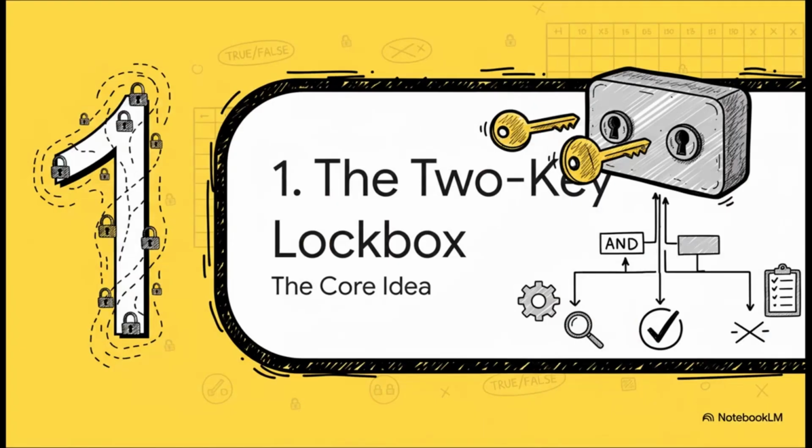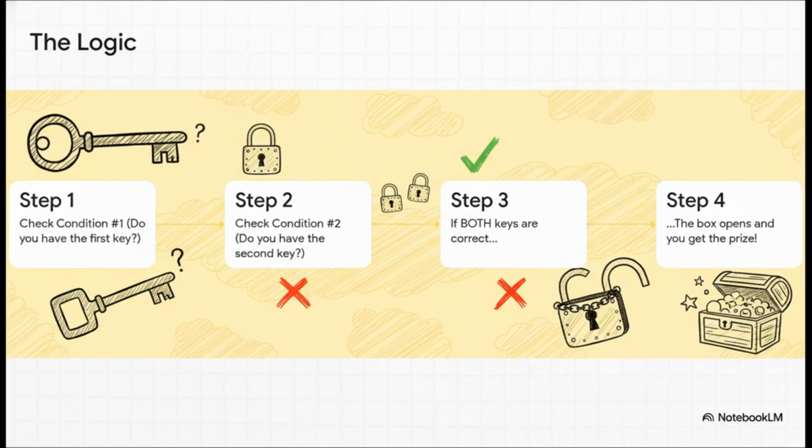The lockbox logic, you'll see how it perfectly mirrors the logic that we're trying to build in our spreadsheet. It's really all about meeting multiple conditions that are just non-negotiable. The process here is really simple, but it's also super strict. First, you check for key number 1. Got it? Is it the right one? Great. Then you check for key number 2. Is that one correct too? It's only if the answer is yes to both of those questions that the lock turns and you get what's inside. If even one of those keys is wrong, nope, the box stays shut.